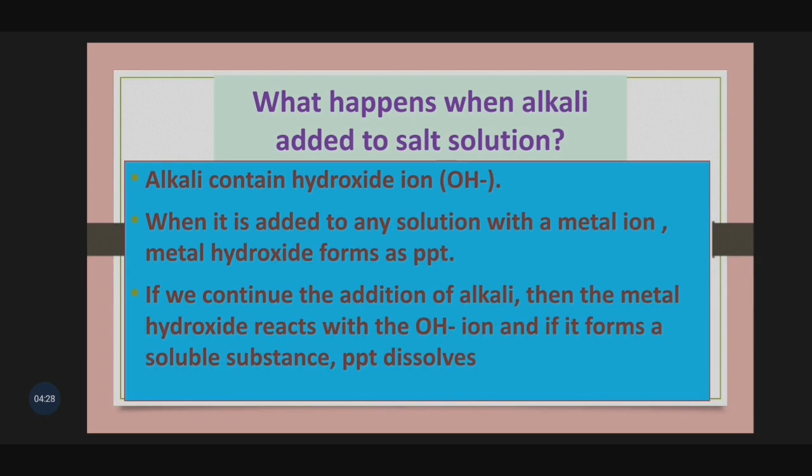Once more I have written there what happens when alkali is added to salt solution. Step by step, read with me. That alkali contains hydroxide ion, OH minus, whether it is sodium hydroxide, ammonium hydroxide, or potassium hydroxide, any kind of alkali contains OH minus ion. There is one difference between alkali and base, you know about that, I am not explaining that anymore. Now whenever it is added to any solution with a metal ion, metal hydroxide forms as precipitate. I will explain after that.